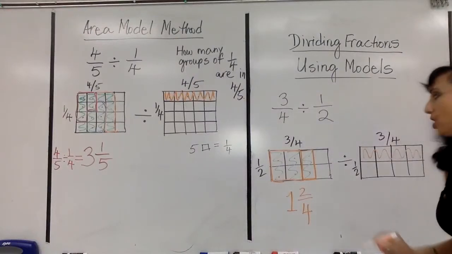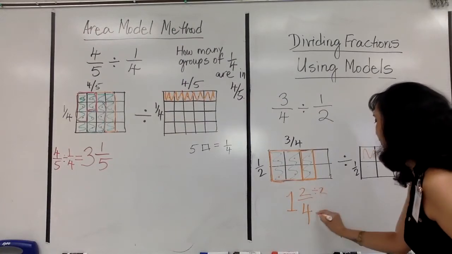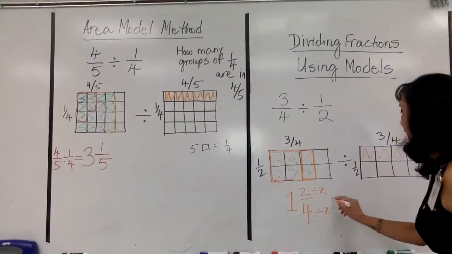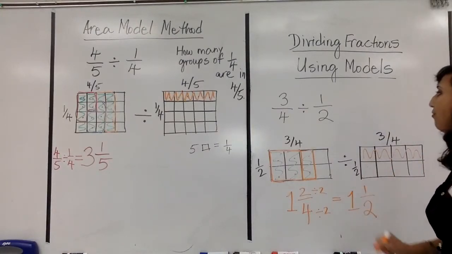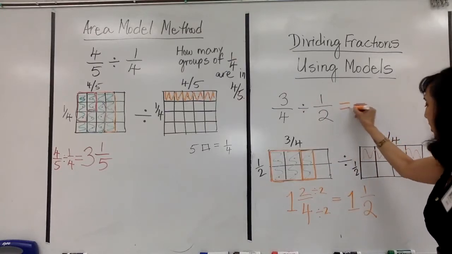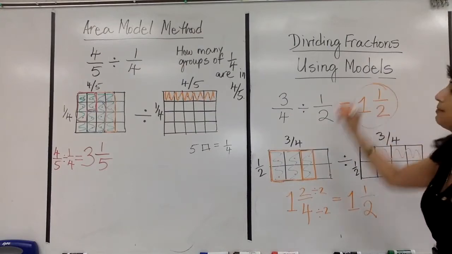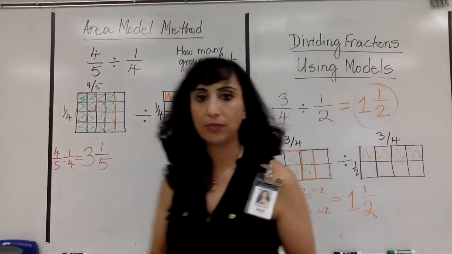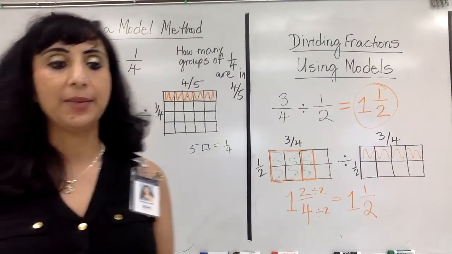Okay? And so, 2/4 is what in simplest form? We can simplify by 2. All right? And we get 1 and 1/2. So therefore, 3/4 divided by 1/2 gives me 1 whole and 1/2 as my answer. So that is the area model method.